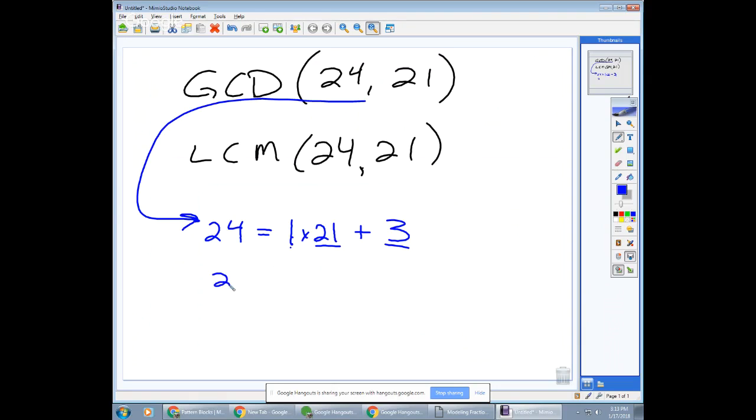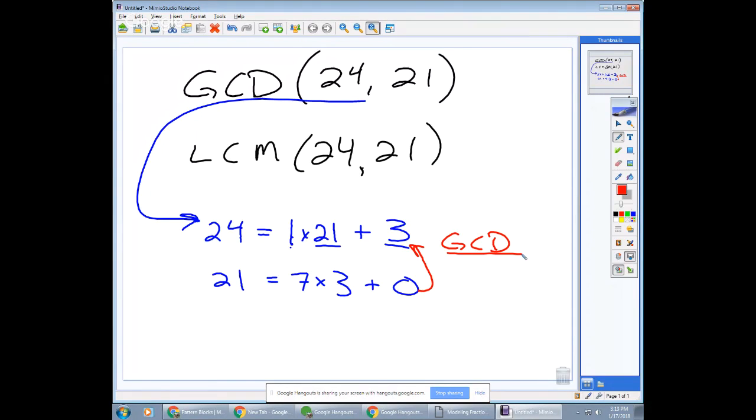So now I take the 21 and I take 3 into it. So 3 goes into 21 7 times, and then there's no remainder. And once you hit that 0, whether it happens in 2 steps or 1 step or 10 steps, that 0 then says, hey, the previous remainder, that right there is your greatest common divisor. So the Euclidean algorithm is usually pretty darn fast.